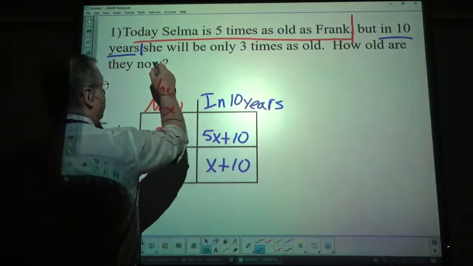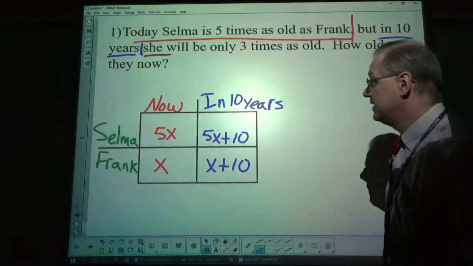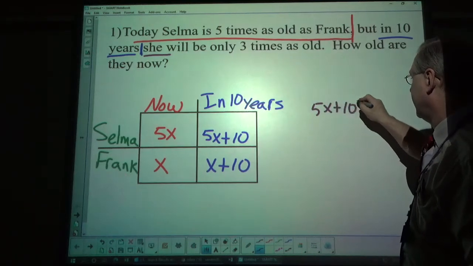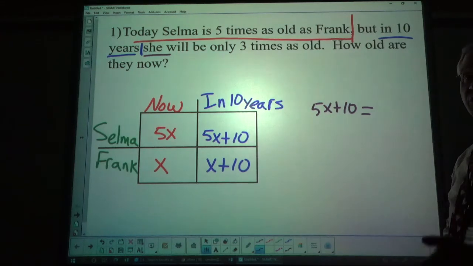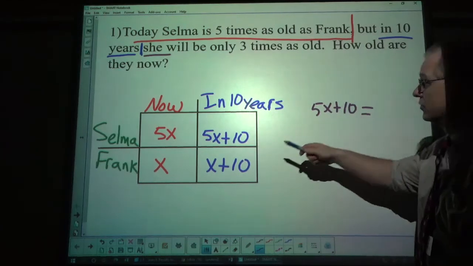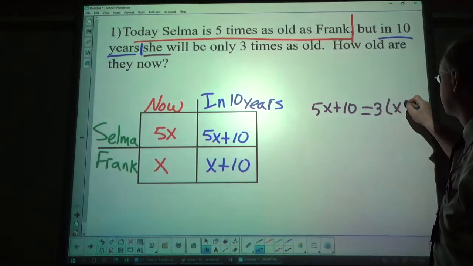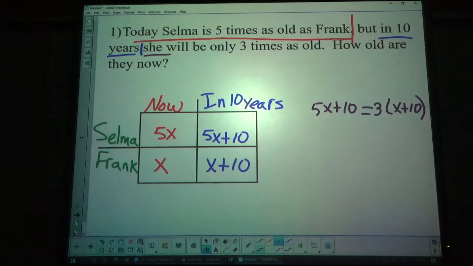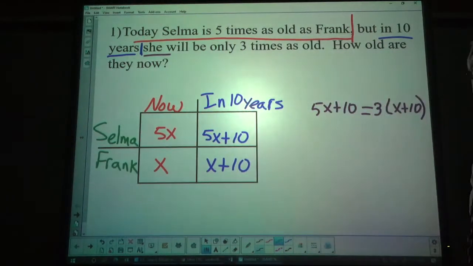Now we can say, what about in 10 years? She, meaning Selma, will be, is a form of is. She, being 5x plus 10, will be 3 times as old. Now the word only doesn't really affect our setup. 3 times as old as what Frank will be in 10 years. So 3 times x plus 10. So there is our setup of our equation. So we've named it, we've expressed it, and now we're setting up the equation.